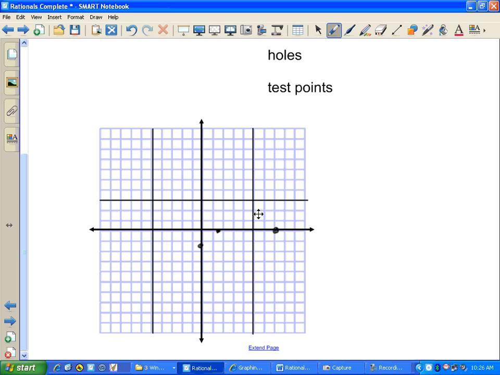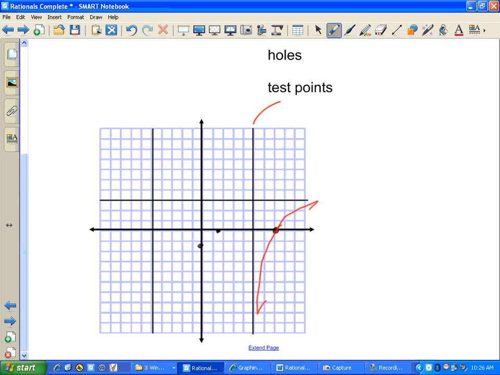Okay, I'm pretty sure I know what's happening in this quadrant, right? Because I've got a point here, and I've got a horizontal asymptote that I have to be approaching, and I've got a vertical asymptote that I have to be approaching. So this one's going to approach that way, and this way. So that's what's happening in this quadrant.